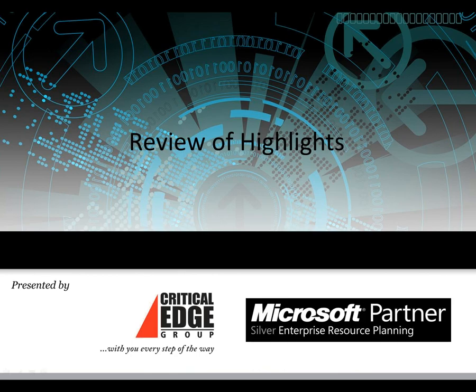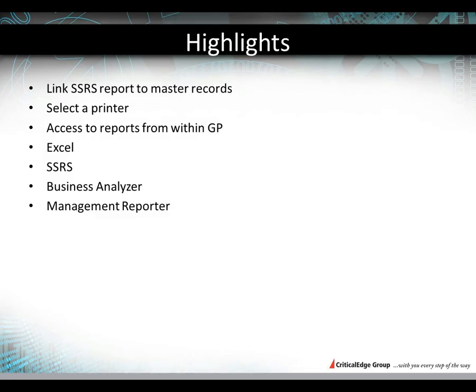So with that, let's review what we're going to be going over. Most of the time during the demo will be spent outside of GP. But within GP, I'm going to show you how you can link a SQL Server reporting service report to master records. In other words, you're on a customer card and you can actually go directly from there to a SQL reporting service report. And we'll discuss what a SQL reporting service report is a little later. You can select a printer during the printing process within GP, and you can access both the SQL reporting service reports and refreshable Excels, which we'll go over in greater detail later as well, from within GP. So that is what we'll see in the application itself.